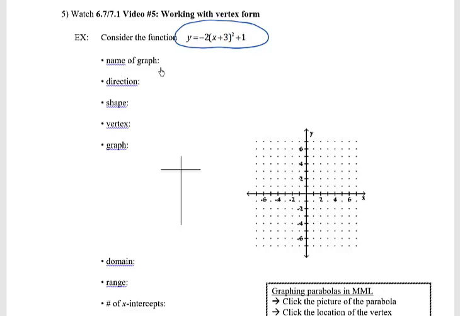Obviously, the name of the graph is just a parabola. Every quadratic function makes a parabola. Direction. Does this thing open up or does it open down? Well, we learned that all you have to do is look at the a, the number in the front, and specifically what you have to do is look at the sign of that number. Since it's a negative, I know that this particular parabola opens down.